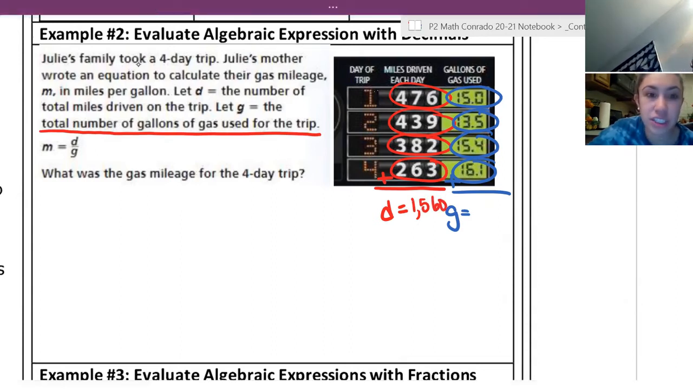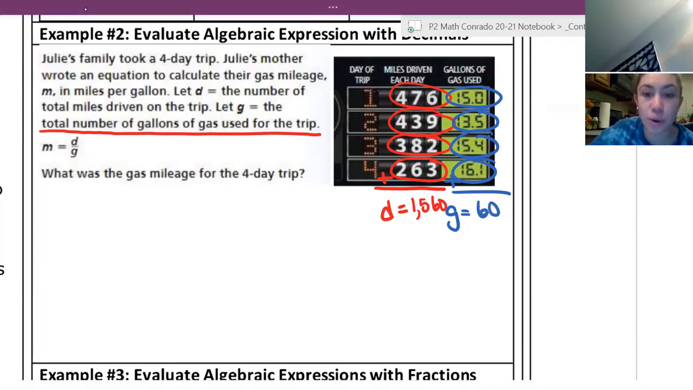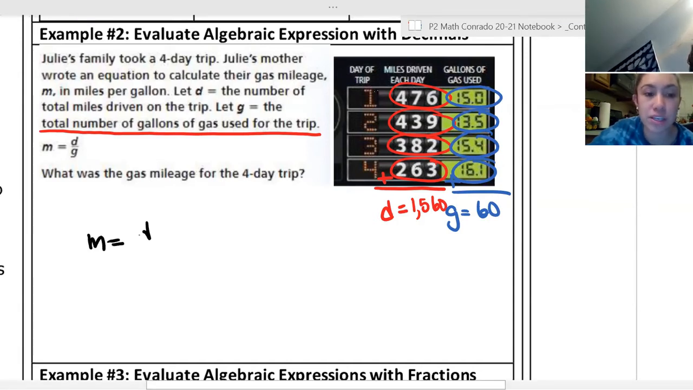Now let's find g, which is the total number of gallons of gas used in all 4 days. This is 15 plus 13.5 plus 15.4 plus 16.1. This is 60 gallons. Now we have the values for both variables, d and g. Let's substitute them into our equation to find m.